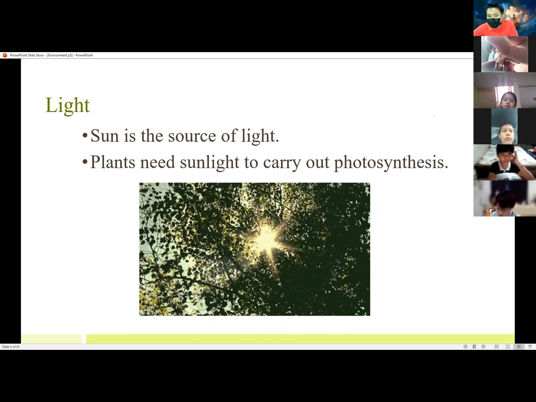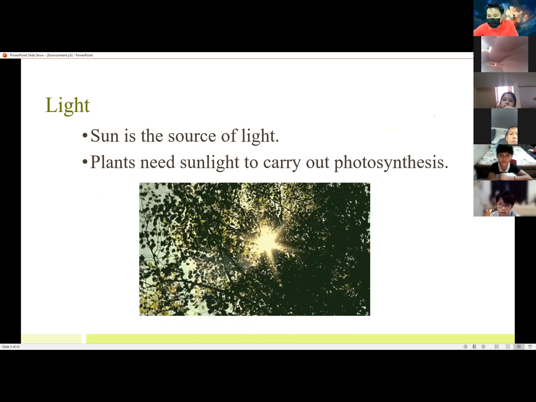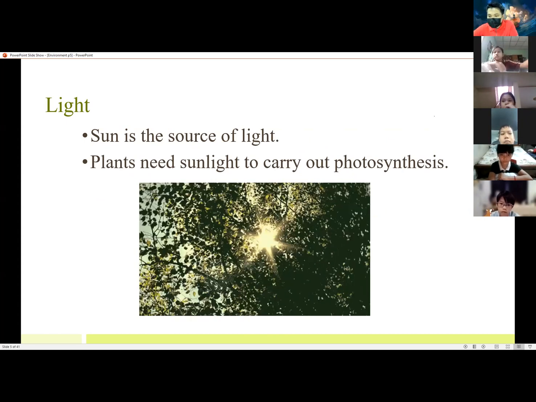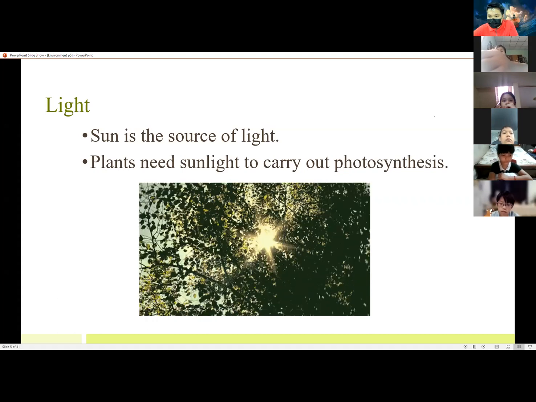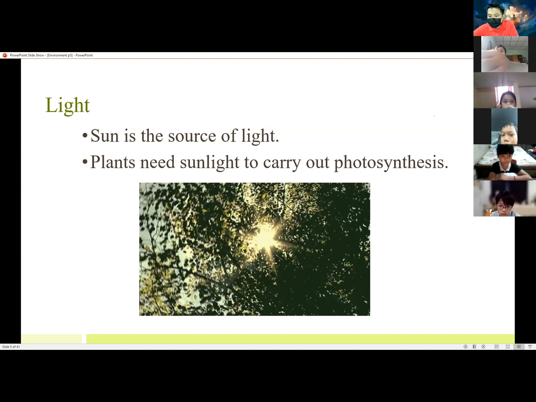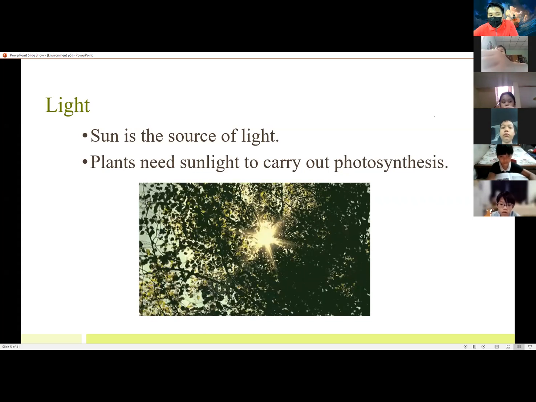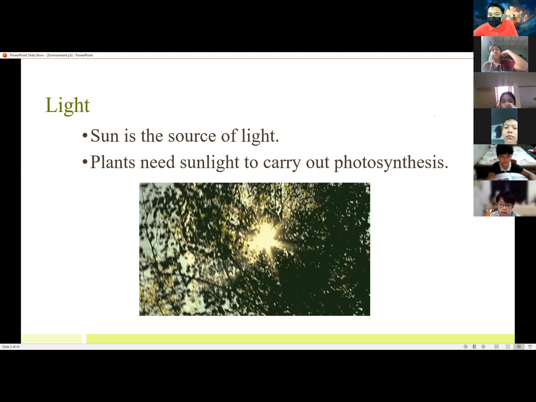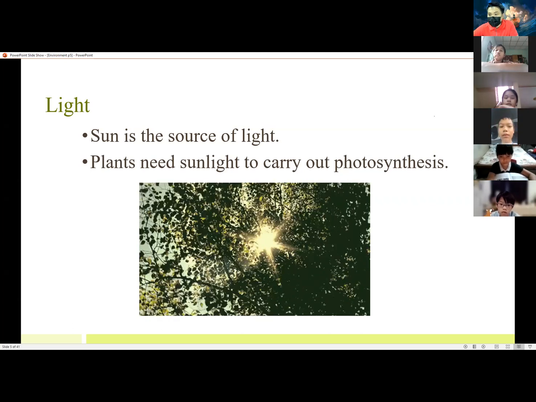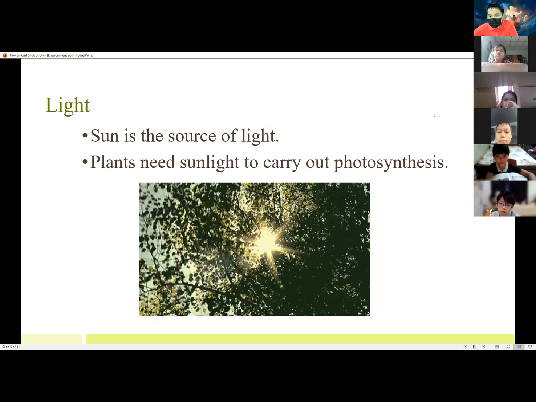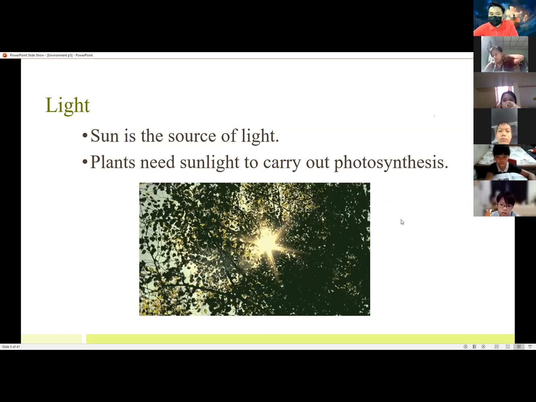If we don't have light, do you think it's easy to be alive or to move? No. Why? Because we can't see the environment. Okay, we cannot see our surroundings if we don't have light. And then again, plants need sunlight to carry out photosynthesis.